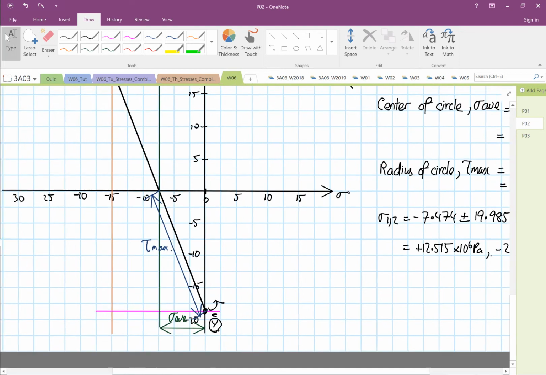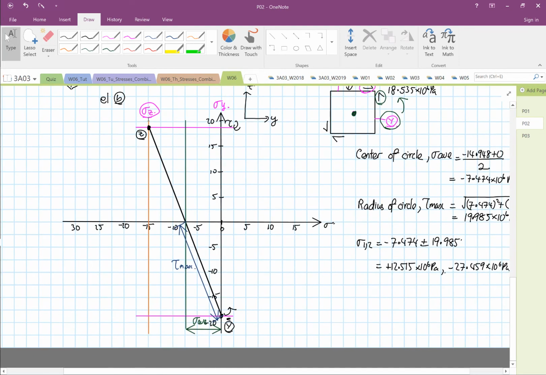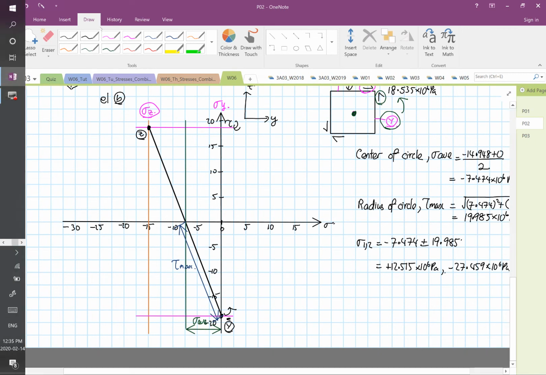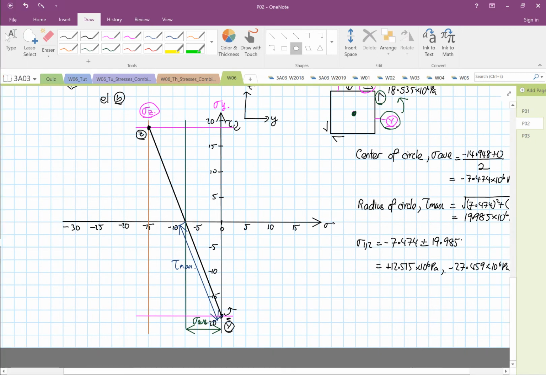Okay, so we have found the limits. So we have minus over here, so we know that the maximum is 20. One side is 12.5, the other side is 27.5.